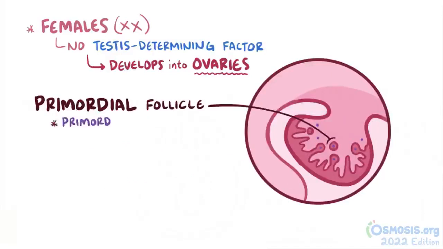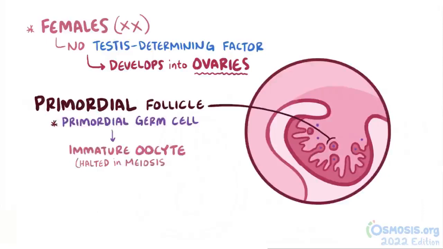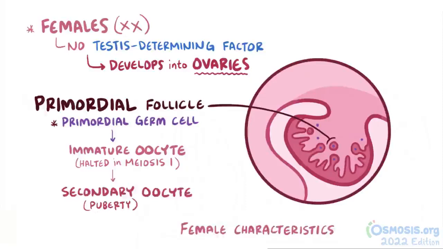And inside it, the primordial germ cell differentiates into an immature oocyte during fetal life. The immature oocytes are halted in the first prophase of meiosis I until puberty, at which point they turn into secondary oocytes, which are the female gametes. The rest of the reproductive tract acquires female characteristics in the absence of testosterone.